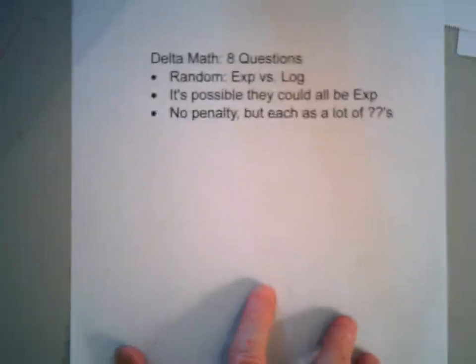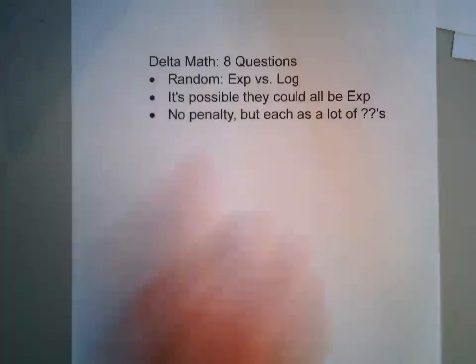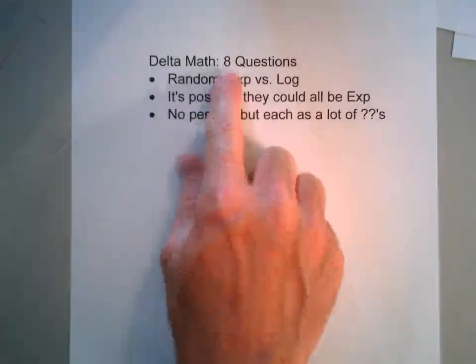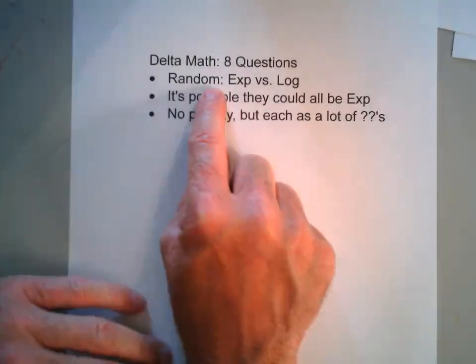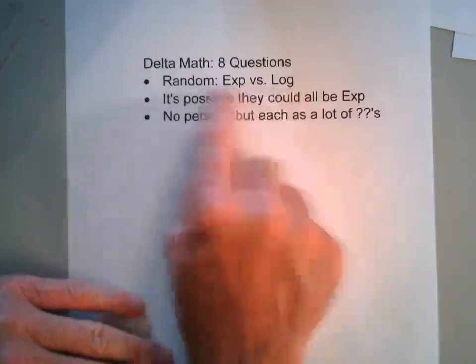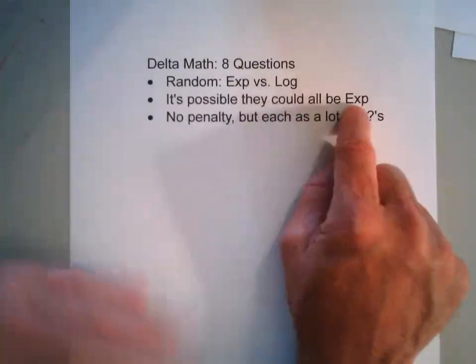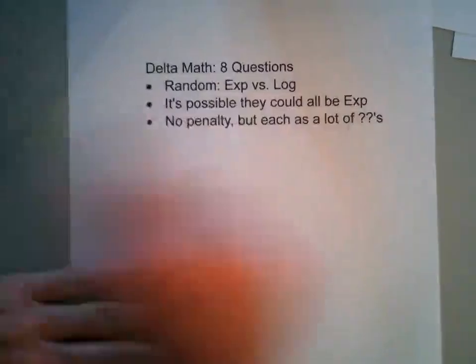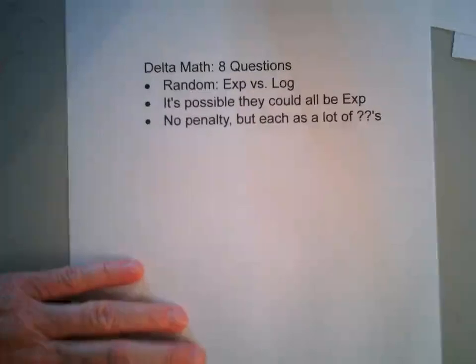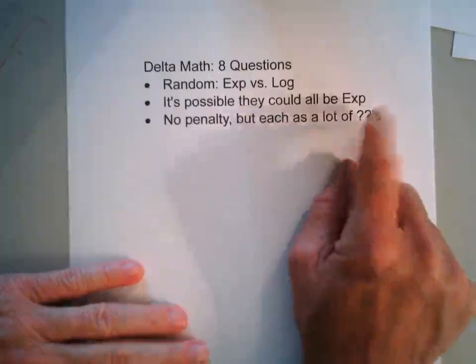All right, hopefully everything worked out okay. You saw it okay. There are 8 Delta Math questions. Now, they're random. So you notice that I had to click to get some exponential graphs. So it's possible that you get all exponentials or all logarithmics. I can't tell you that it's going to be split even 4 and 4. You might have 1 exponential and 7 logarithmics. And there's no penalty on these problems because each problem does have a lot of questions, like you saw.